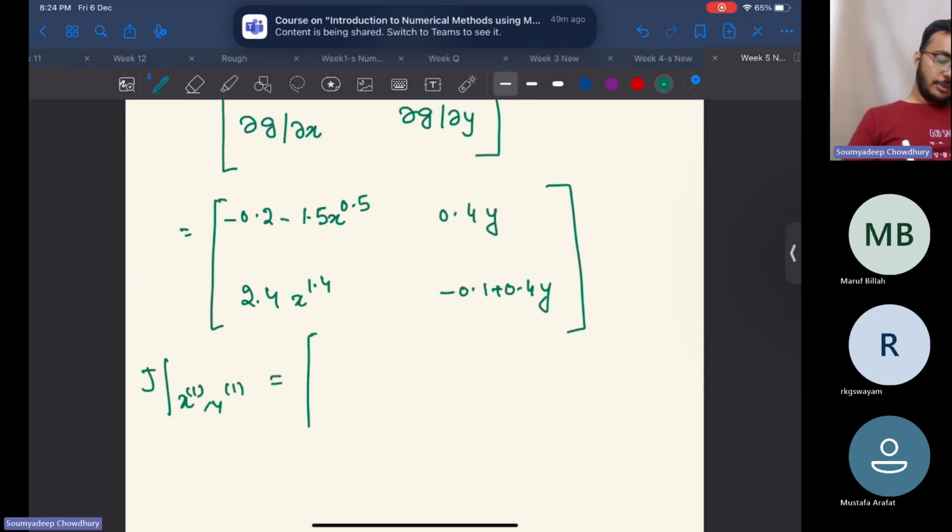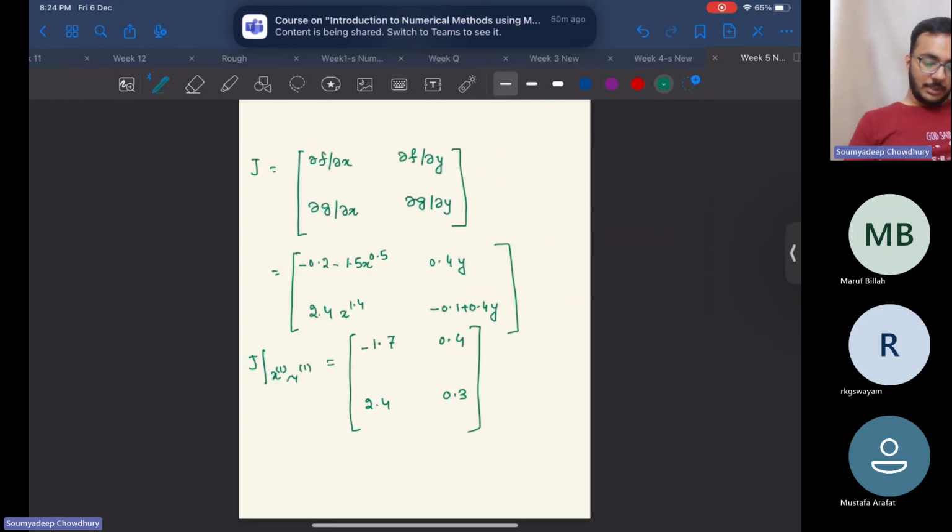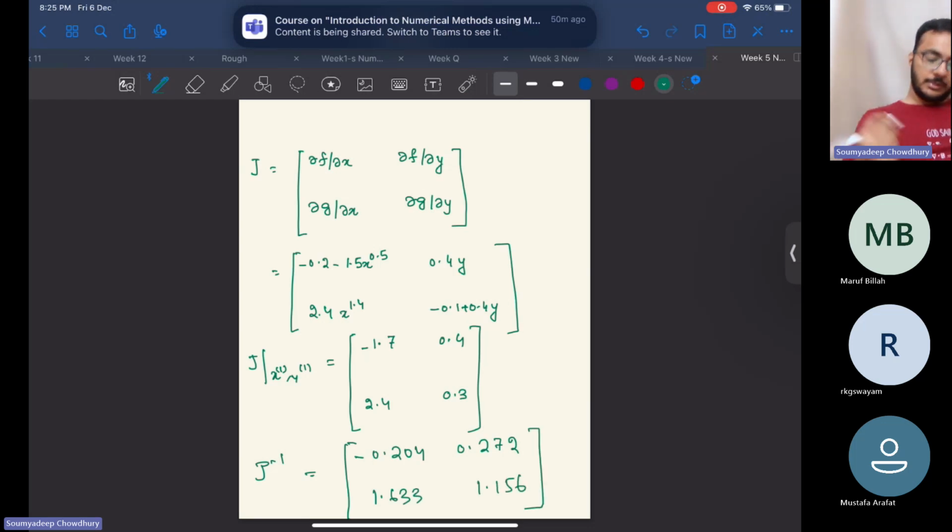So basically you have to just substitute x of 1 and y of 1 here in place of x and y. So this will come out as minus 0.2 minus 1.5, which is minus 1.7. This will be 0.4. This will be 2.4. This will be 0.3. So now in the equation you have J inverse, right? So you have to invert this matrix. If you invert this matrix, you will get minus 0.204. You can use your calculator for this. 0.272, 1.633, 1.156. So this is your J inverse.